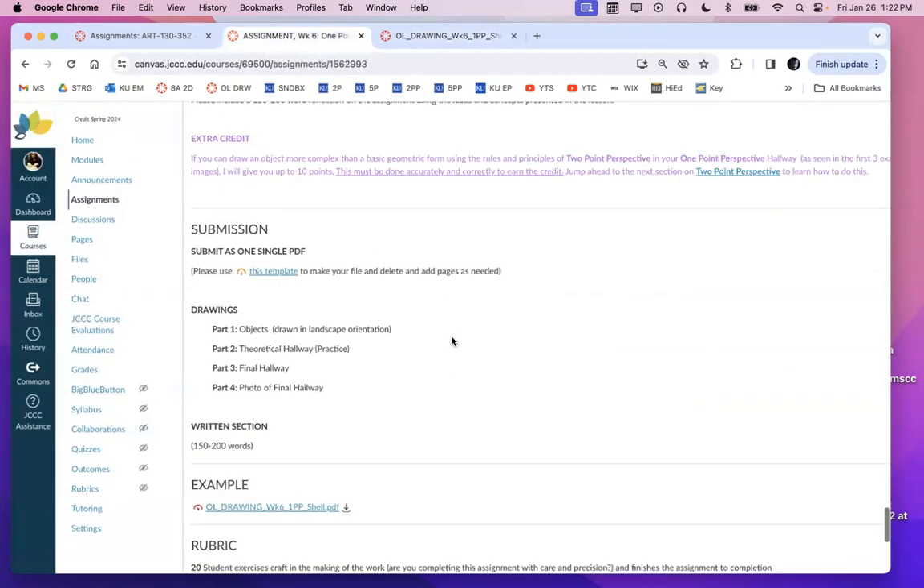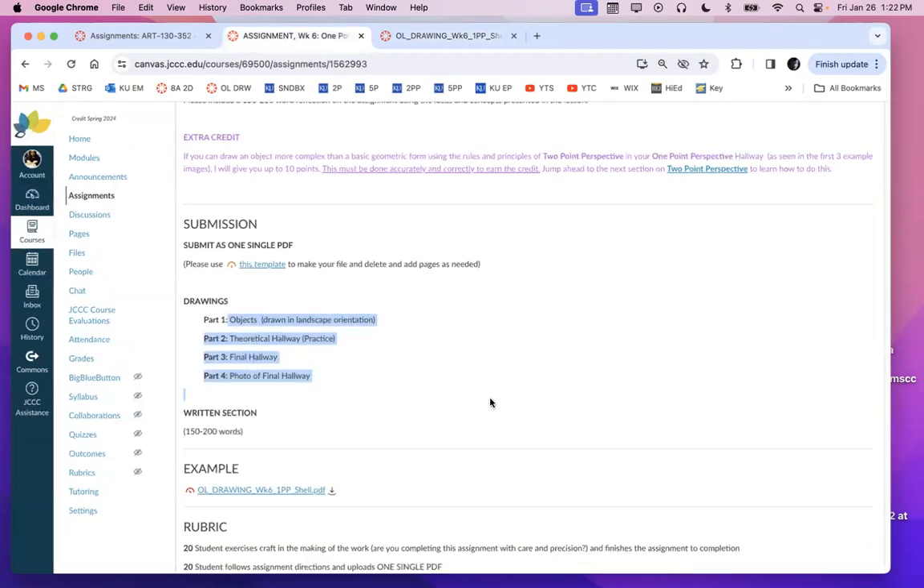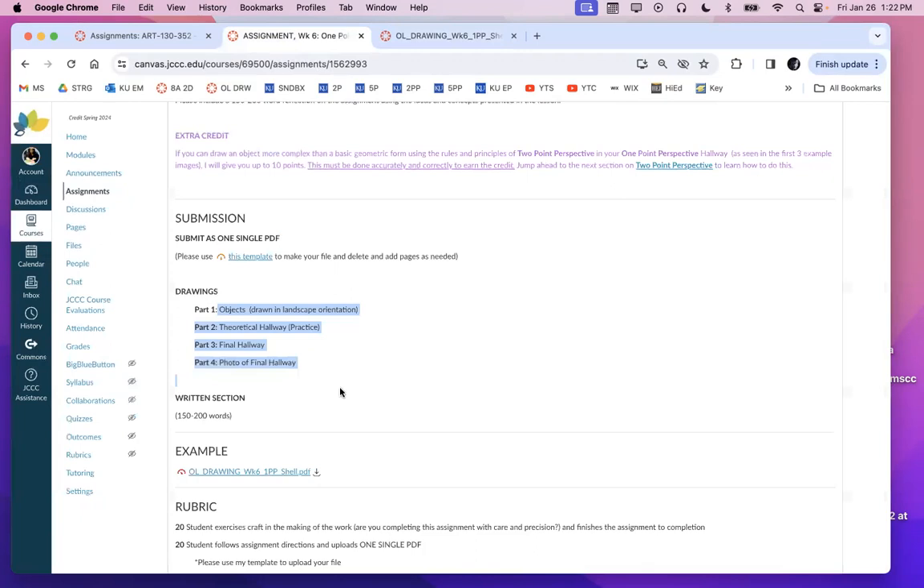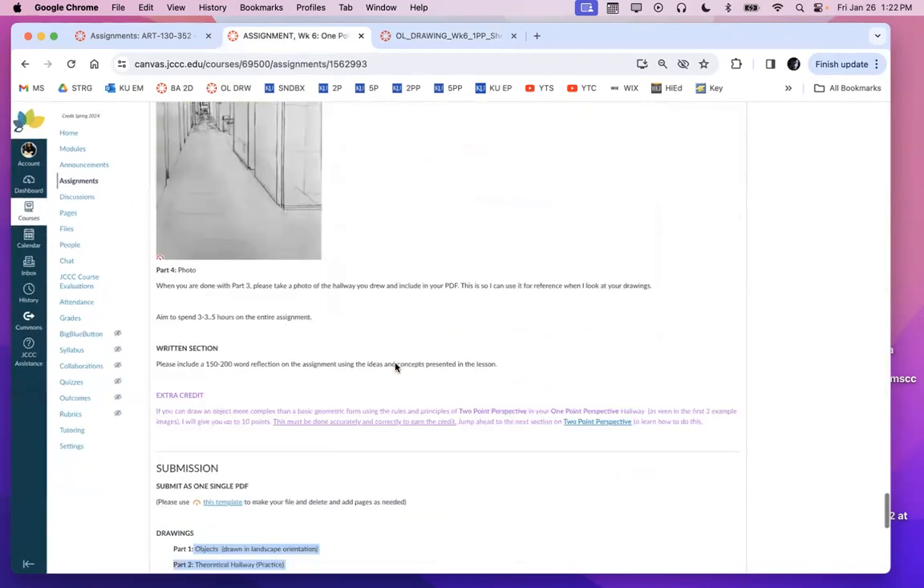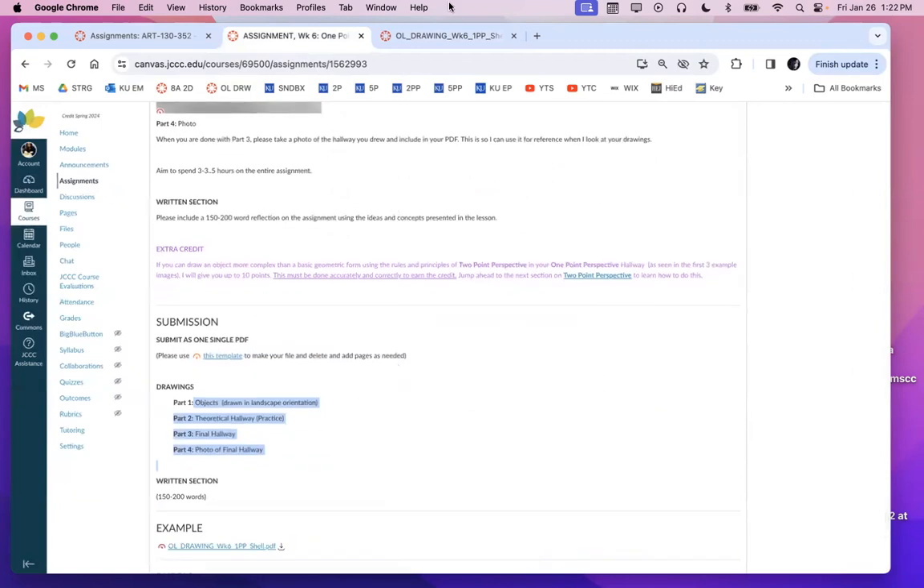And I think that's everything. Here is the list. If anything is unclear or doesn't match, email me, let me know. I will go ahead and edit the assignment. And if not, I will see you on campus.